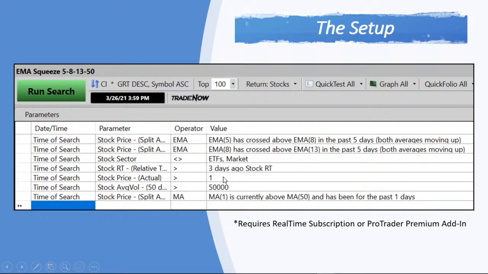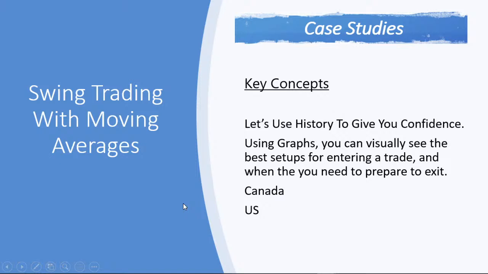Just simple price and volume parameters. You can change this. This is just looking at price greater than $1, average volume greater than 50,000 shares. You can bump those up if you'd want. And then again, price, which is the moving average 1, to currently be above the 50-day moving average and has been for the past 1 day.